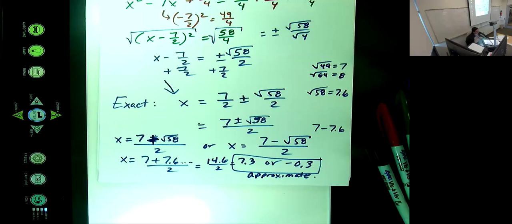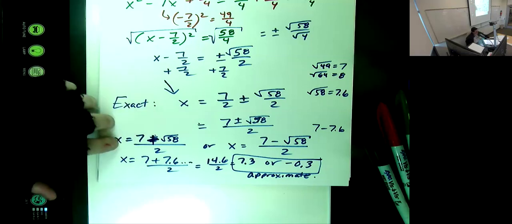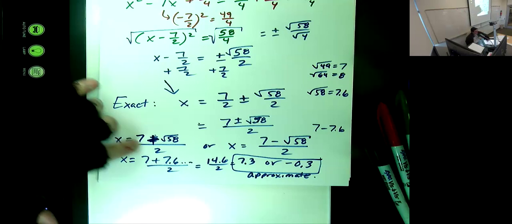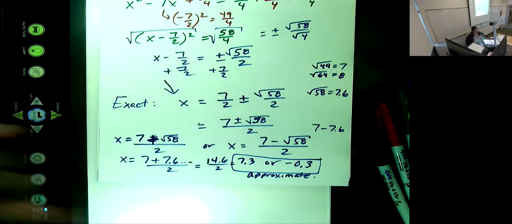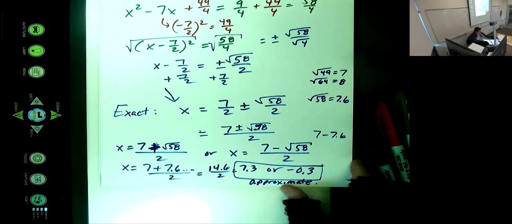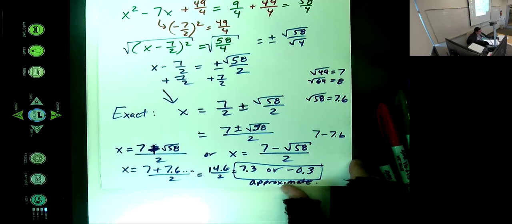Like when we're graphing, if you have a root, this ends up being something called a root. I can't graph 7 plus square root of 58 over 2, comma 0. I don't know where that is on the graph. But I can find 7.3, comma 0. So when you're graphing. All right, ready for another fun one?